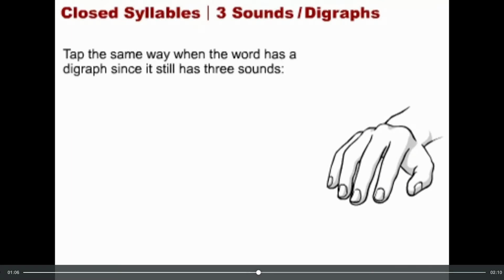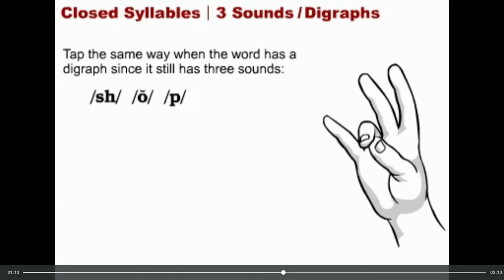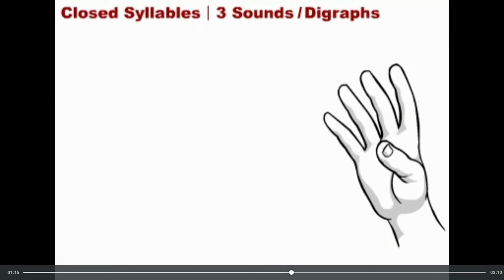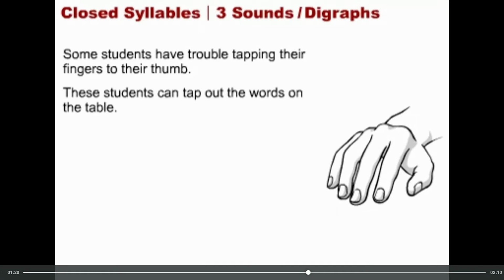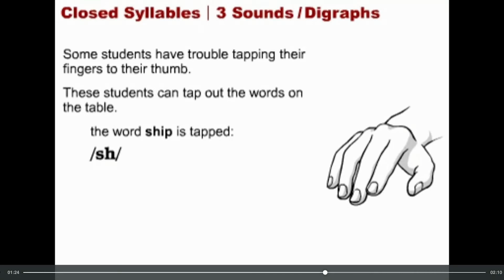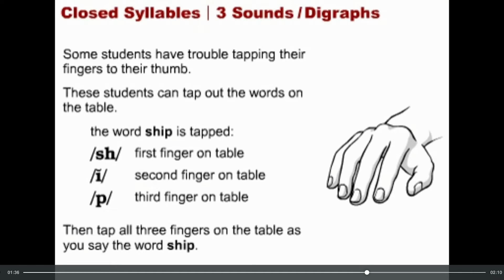Tap the same way when the word has a digraph, since it still has 3 sounds: sh, o, p, shop. Some students have trouble tapping their fingers to their thumb. These students can tap out the words on the table. The word ship is tapped sh, first finger on table, i, second finger on table, p, third finger on table. Then tap all 3 fingers on the table as you say the word ship.